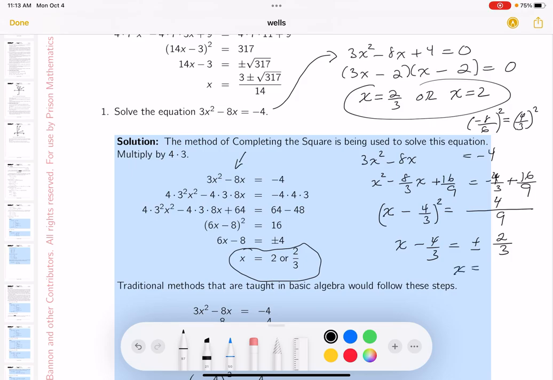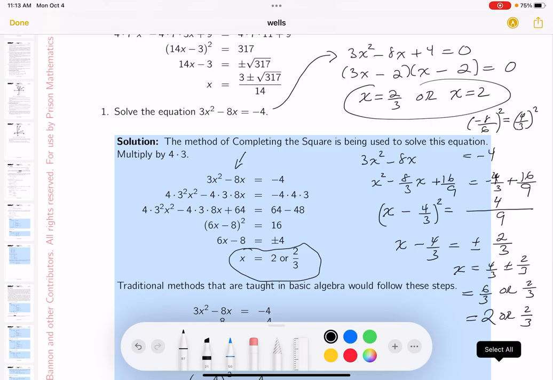What do you have here? 4 thirds plus or minus 2 thirds. What is that going to give you? Well, 4 plus 2 is 6 thirds, or 4 minus 2 is 2 thirds. What does this give you? 2 or 2 thirds. Are we getting those answers? Of course we are. So that's another way of doing it. All right. So I like the factoring.